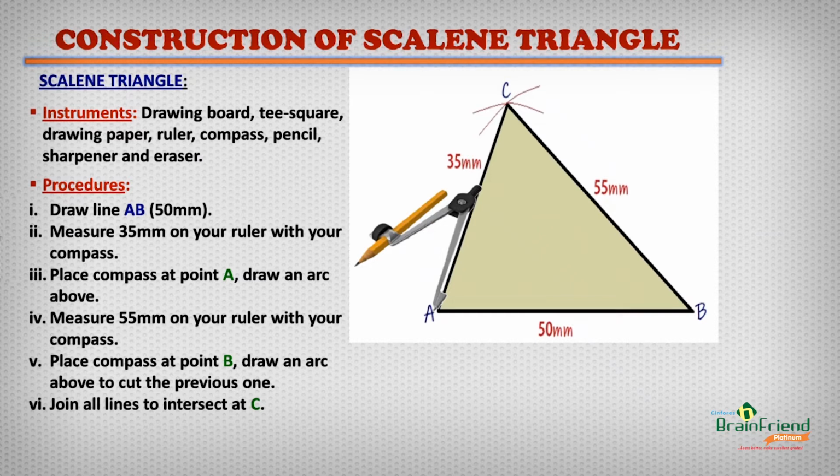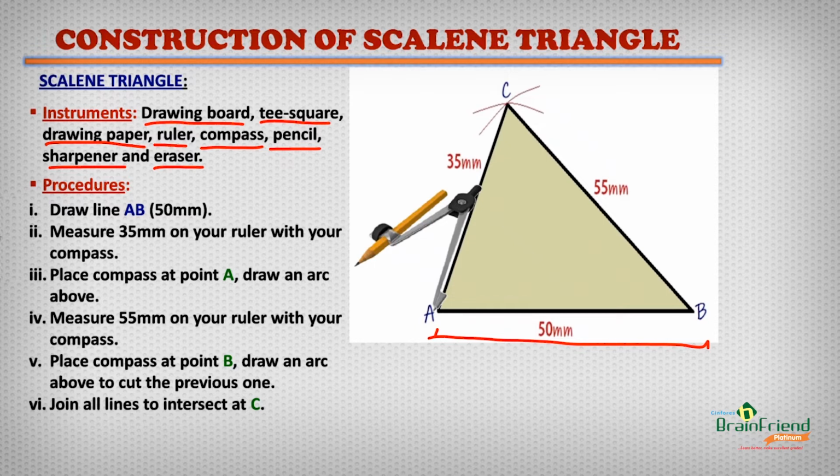Instruments needed to construct a scalene triangle include: 1. Drawing board, T-square, drawing paper, ruler, compass, pencil, sharpener, and eraser. There are procedures you must follow for you to achieve accurate results while constructing a scalene triangle. These procedures include: 1. Draw line AB 50 mm.